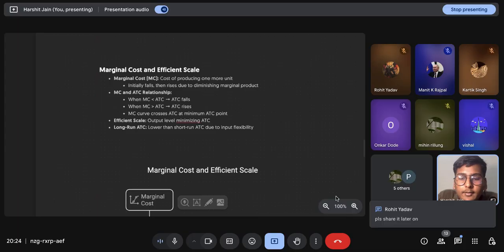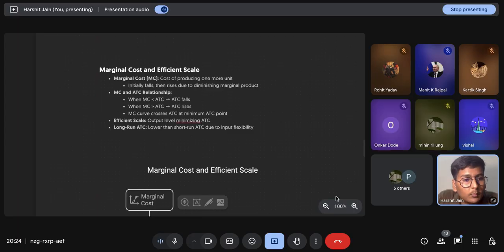Let's focus on marginal cost. We will refer to it as MC. Marginal cost is the cost of producing one more unit. Like I was producing 10 phones in an hour, and now I want to produce one more phone per hour. That cost of producing one more phone is the marginal cost. Like I produced 10 phones for rupees 10,000, and now I want to produce one more phone. That cost is the marginal cost.